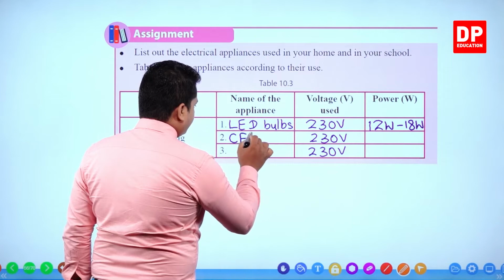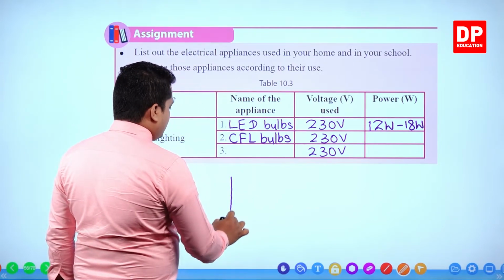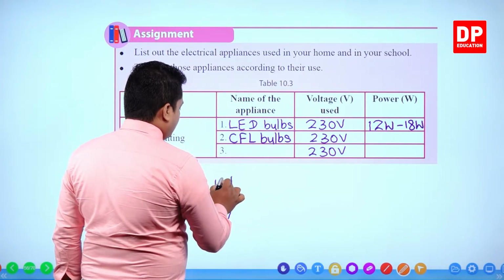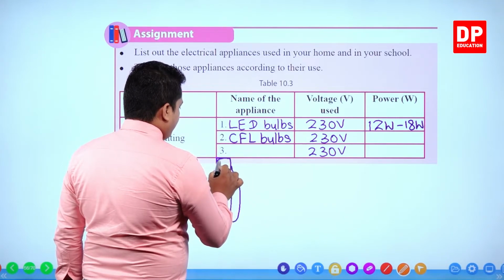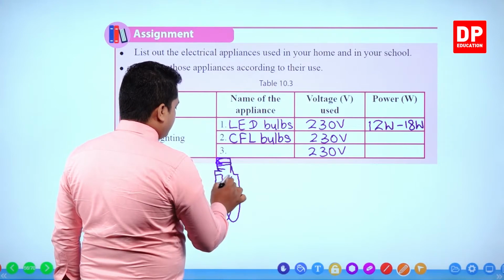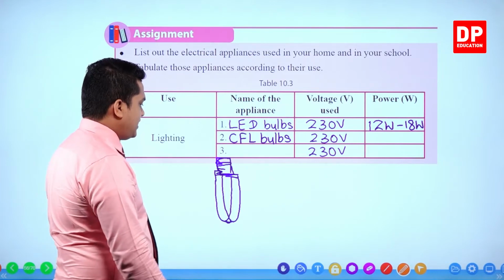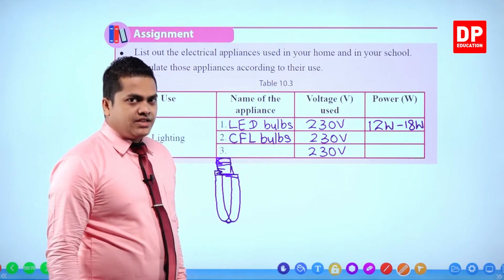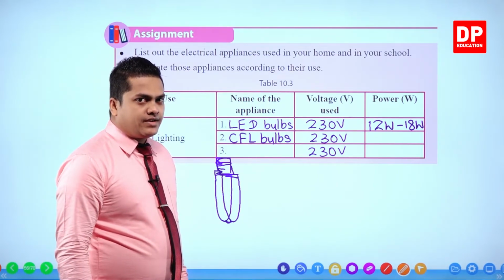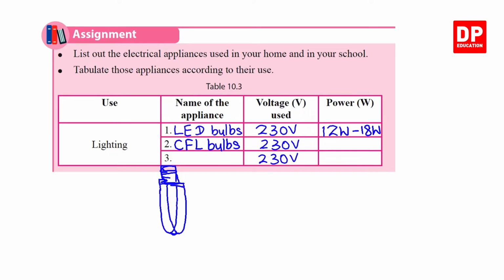Then next one, CFL bulbs. CFL bulbs look like this way. There are certain patterns like this, a spring-like structure, CFL bulbs. Compact fluorescent light, CFL.